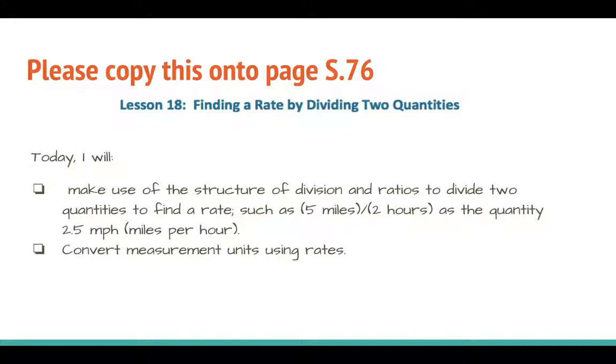Today I will make use of the structure of division and ratios to divide two quantities to find a rate, such as 5 miles over 2 hours as the quantity 2.5 miles per hour. You're also going to convert measurement units using rates. This is a very quick and easy lesson, guys.